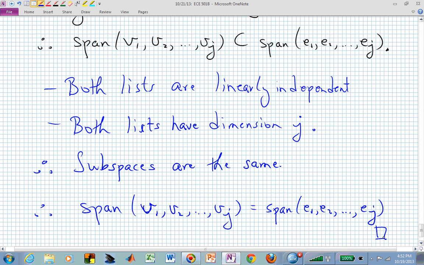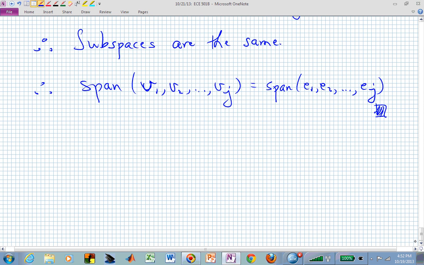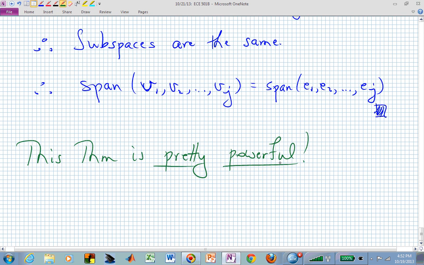And that's what we needed to show for our inductive process to work. We needed to show that indeed we continue to be linearly independent and we grow with each step, and we went up to the jth step in our induction hypothesis, and that was actually a proof by construction, and that's then a pretty powerful, this theorem is pretty powerful.